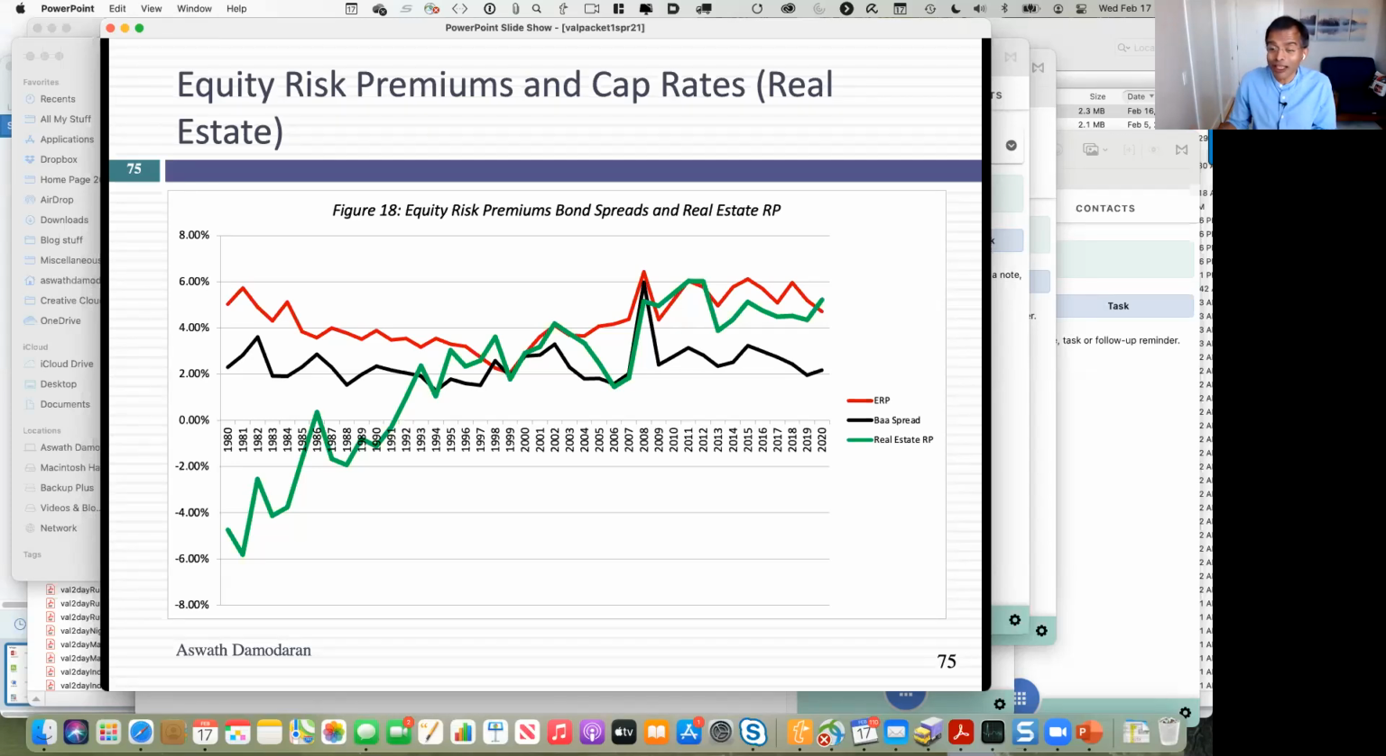Remember, all of us as investors have choices, right? We can invest in real estate, we can invest in stocks, we can invest in corporate bonds. Let's bring all three into the same graph. Take a look at real estate risk premiums. In the 1980s, the real estate risk premium was actually negative. And we were okay with that.